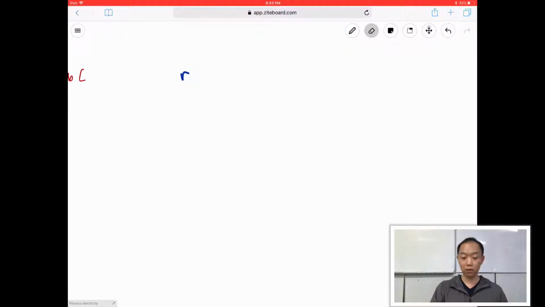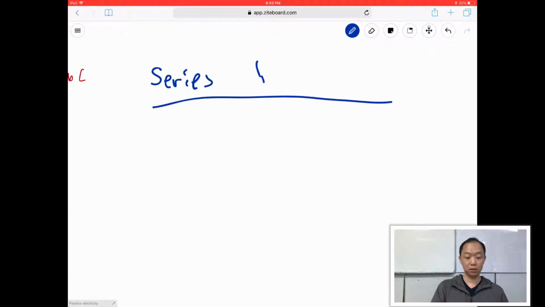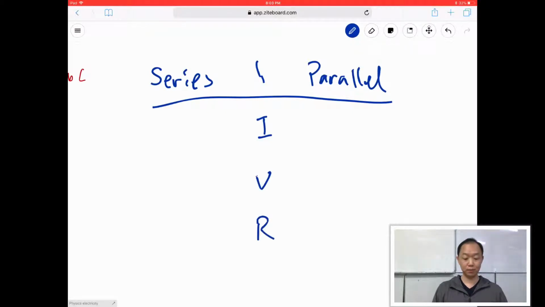Let's put series here and parallel on the other side. So how do I remember the formulas? For each side, there are actually 2 things you need to remember. You need to remember the formulas for current, voltage, and resistance. So what do we have for series?